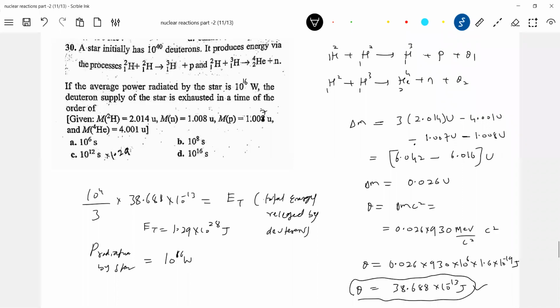Okay, now we have this one. This is the power we have now, 10 to the power of 16. So can we bring the time? Time is equal to this energy by power, the power radiated by the sun. Power in watt is energy by time, no? So on the right-hand side we get the time factor. So 1.29 into 10 to the power of 12 seconds, approximately.